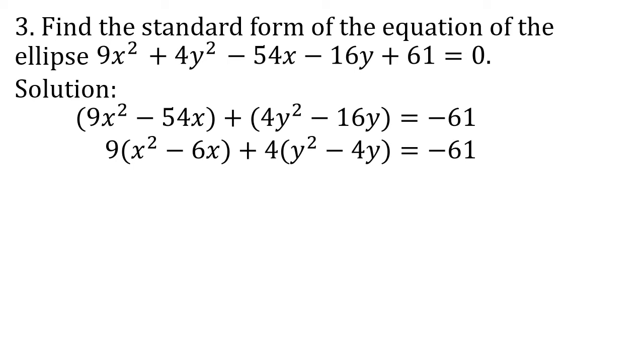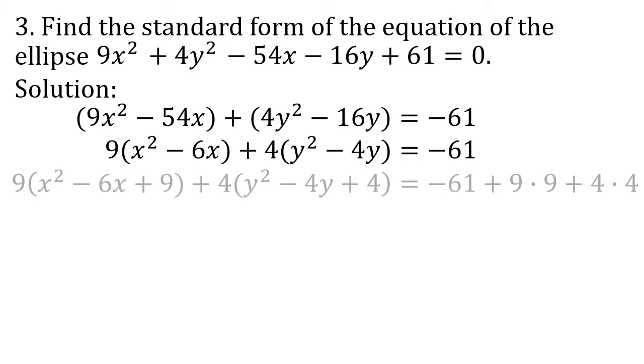What do you think is the next step? We did this in our previous topics. Yes, very good, completing the square. I assume already that you know how to complete a square. That's why we're going to get this. 9 times x squared minus 6x plus 9 plus 4 times y squared minus 4y plus 4 equals negative 61 plus 9 times 9 plus 4 times 4.